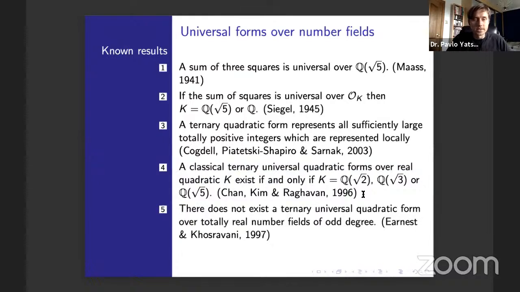And there doesn't exist a universal ternary quadratic form over totally real fields of odd degree. That's a result of Earnest and Khosravani. And this result uses some local theory, but I forgot the name of the symbol you used to prove that.